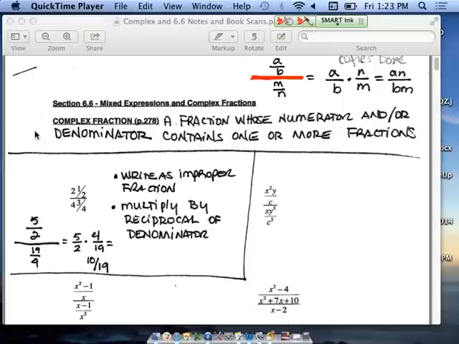Domain restrictions, restricted values in complex fractions, it's a little bit more than I want to get into in a video, so that's a discussion that we will have in class. If you want to pause the video and write down the definition and then come back, that's fine. I would do that right now.